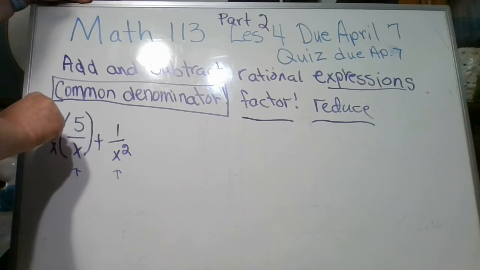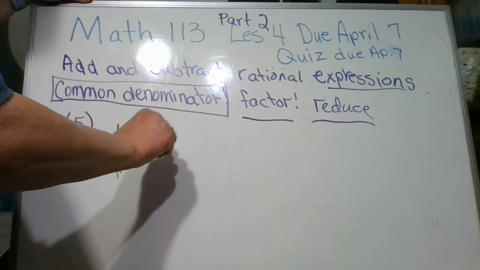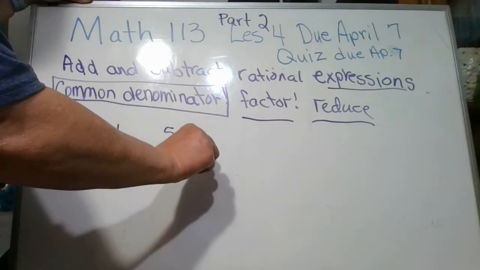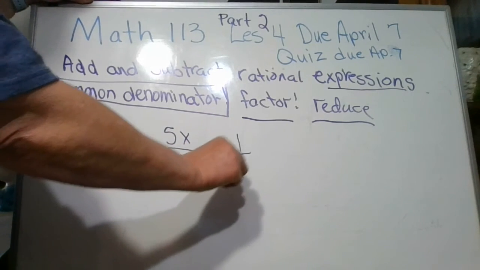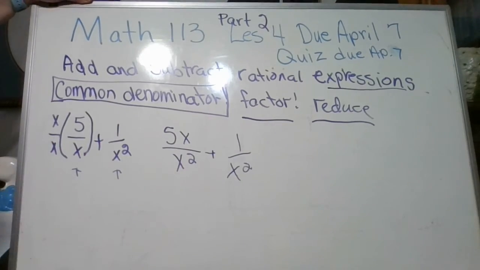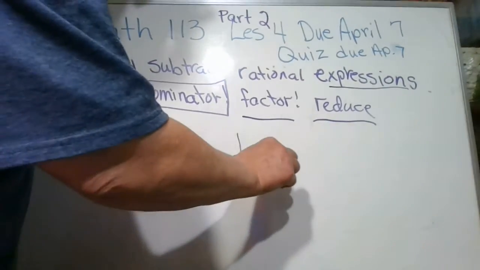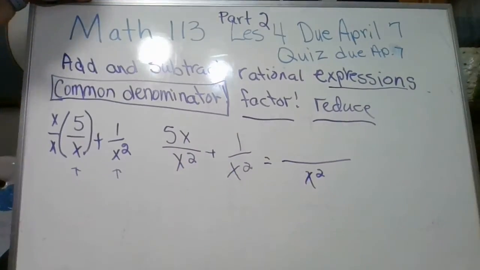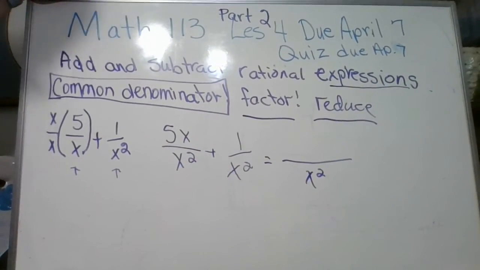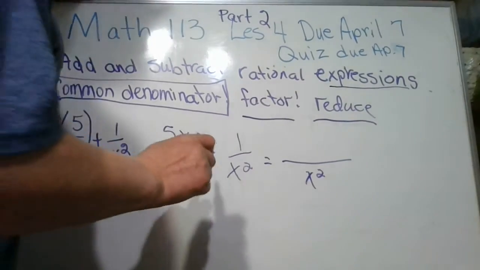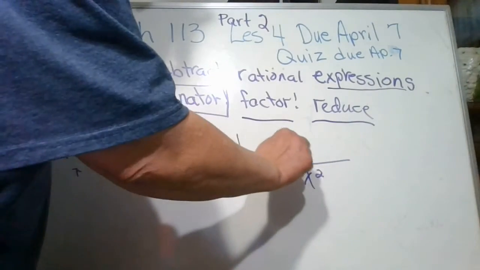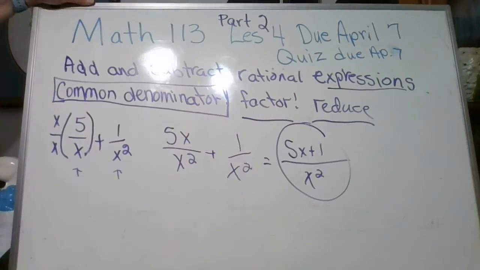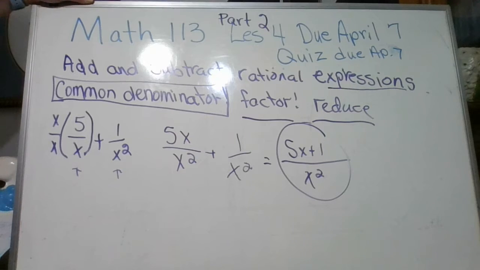So now I have x times 5, which is equal to 5x over x squared. I bring down my 1 over x squared because it was already in the denominator I needed. So x squared comes over. That's why we have a common denominator. It's because it goes by itself on the final answer. 5x plus 1. And that's your answer. Cannot be simplified.